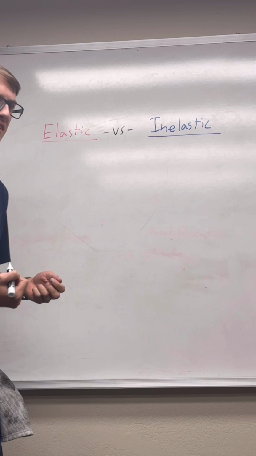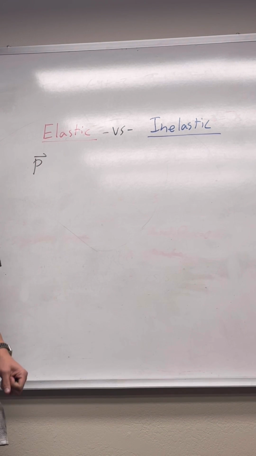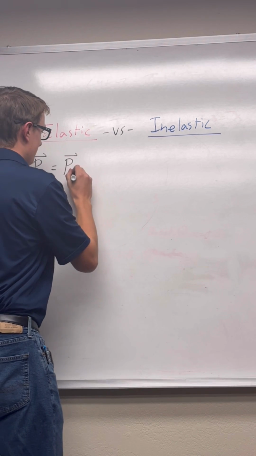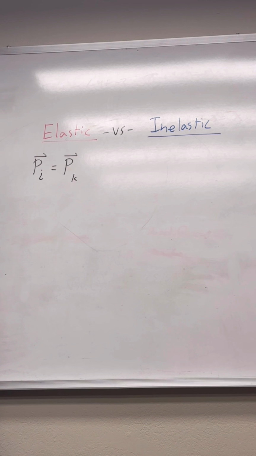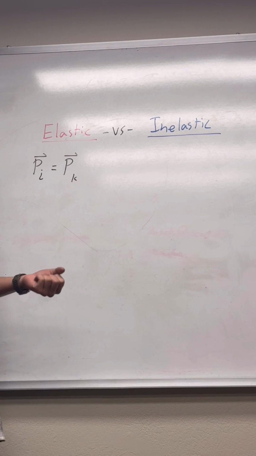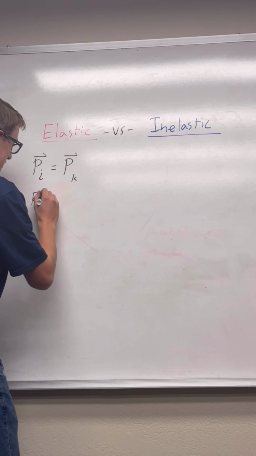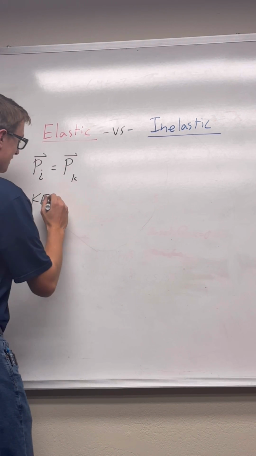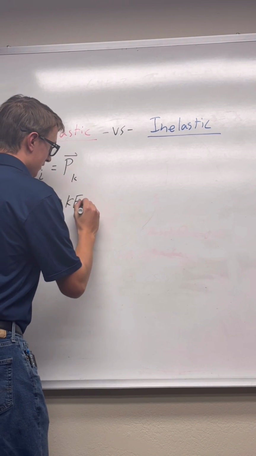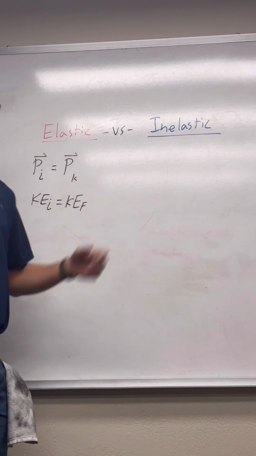Now, the properties of this are that the starting momentum is going to equal the final momentum. And with that as well, because the two objects don't stick together, the initial kinetic energy, K, is going to equal the final kinetic energy.